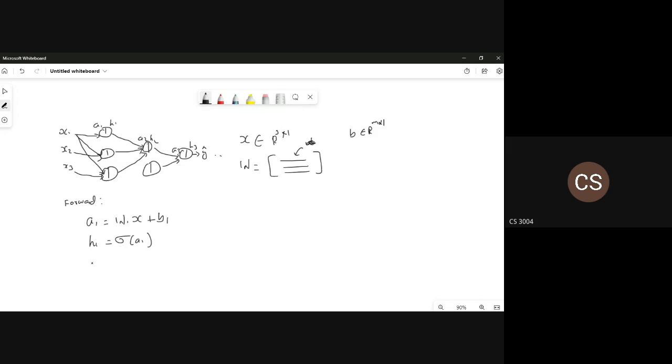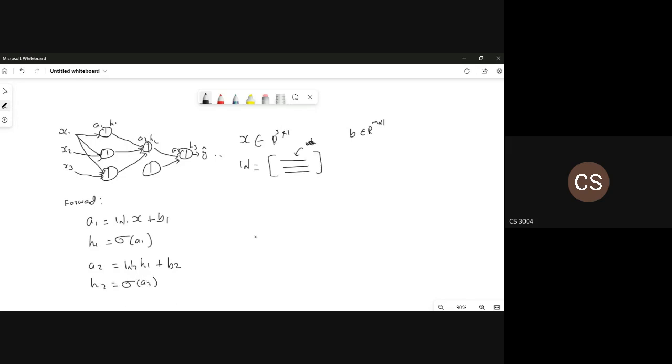And similarly, we have A2, which is W2 times H1 plus B2, and then H2, which is sigmoid of A2.